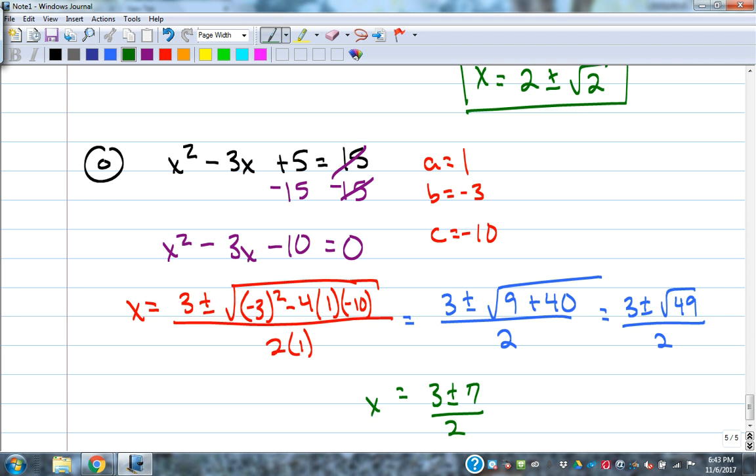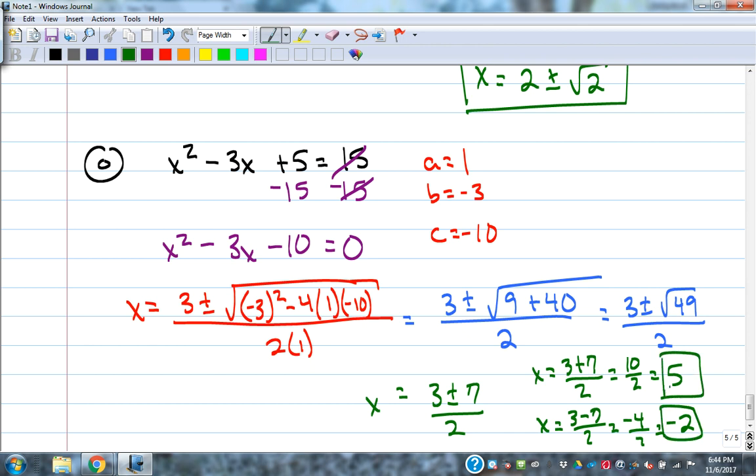Well, can I add 3 and 7? They're regular numbers, right? They're like terms. So I could do 3 plus 7 divided by 2. That'd be 10 over 2, which is 5. And I can do 3 minus 7 over 2, which is negative 4 over 2, which is negative 2. My solutions are 5 and negative 2 using quadratic formula. If I had factored that, it would have been x minus 5 and x plus 2, my factors set equal to 0, and that gets you the same answers.